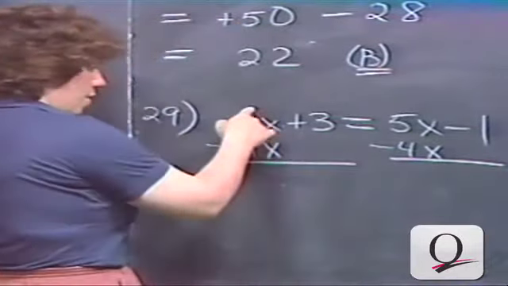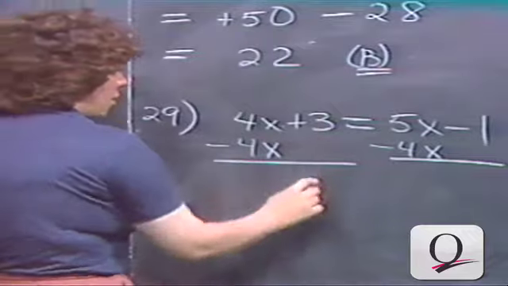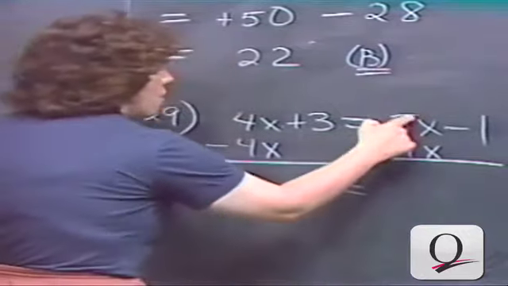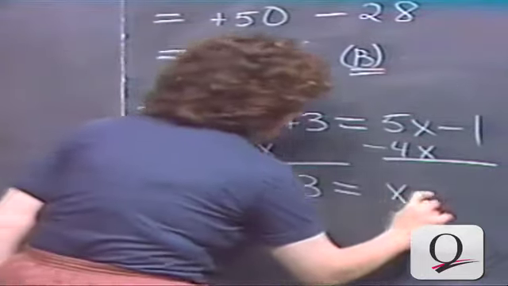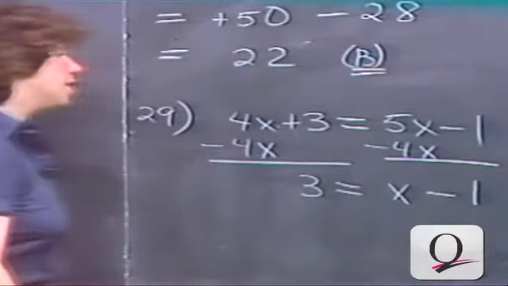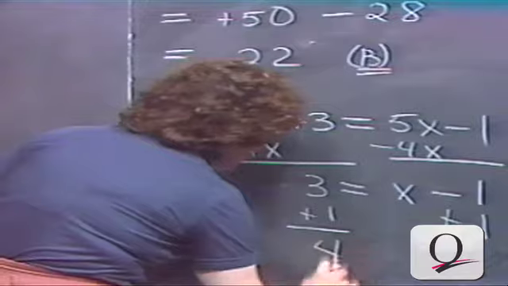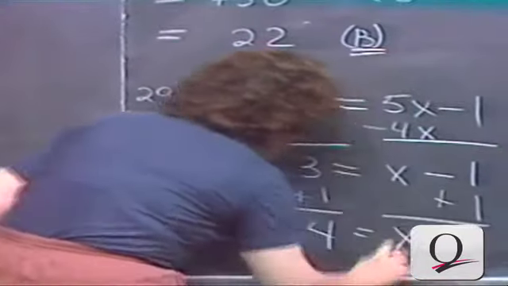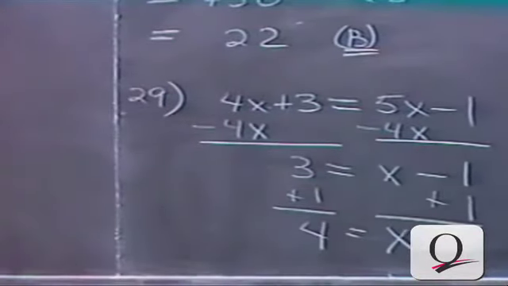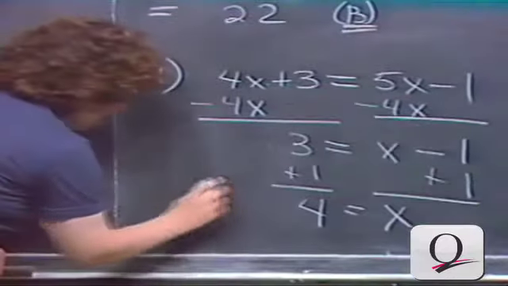And that gives us 4x minus 4x. That drops out. 3 equals 5x minus 4x is x, now minus 1. And then add 1 to both sides, giving us that x equals 4 is the answer. It, by the way, is answer D.